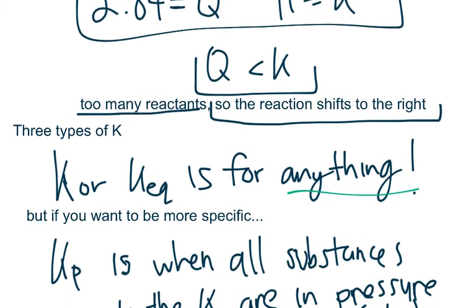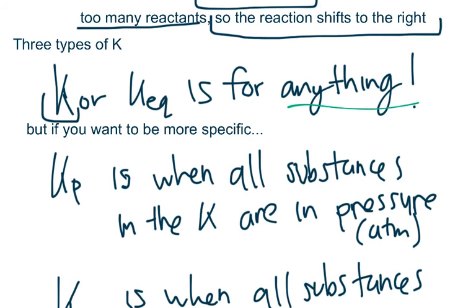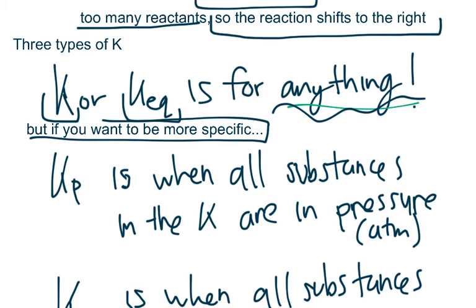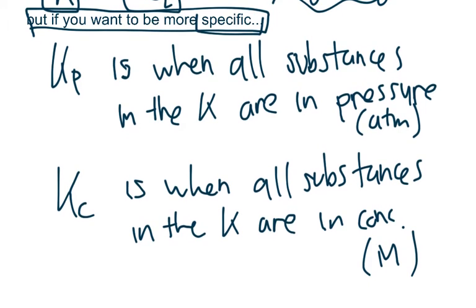So before you end this video, let's talk about 3 types of K that you might use. So we have, of course, the generic K, or Keq. This is literally for anything. But if you want to be more specific, and trust me, being more specific is better sometimes, you can use these 2 types of Ks. Now there are more Ks that we will review later on, but these are the 2 main ones I want you to know.